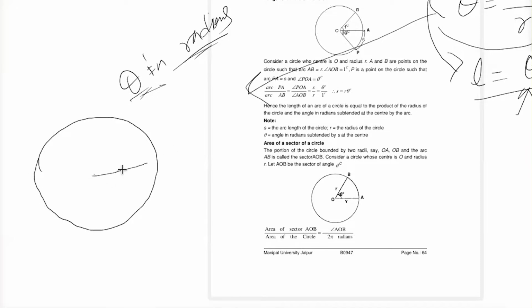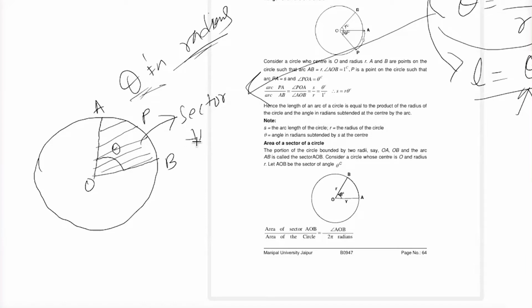Suppose there is a circle, and we are drawing the radii OA and OB, and the center is O. This portion makes an angle theta, the portion covered by these two radii and the arc, and this area is known as a sector. Precisely, if you want to go into more detail, it is known as a minor sector. Why minor sector? Because it is less than the semicircle. If it is more than the semicircle, we will say it is a major sector.